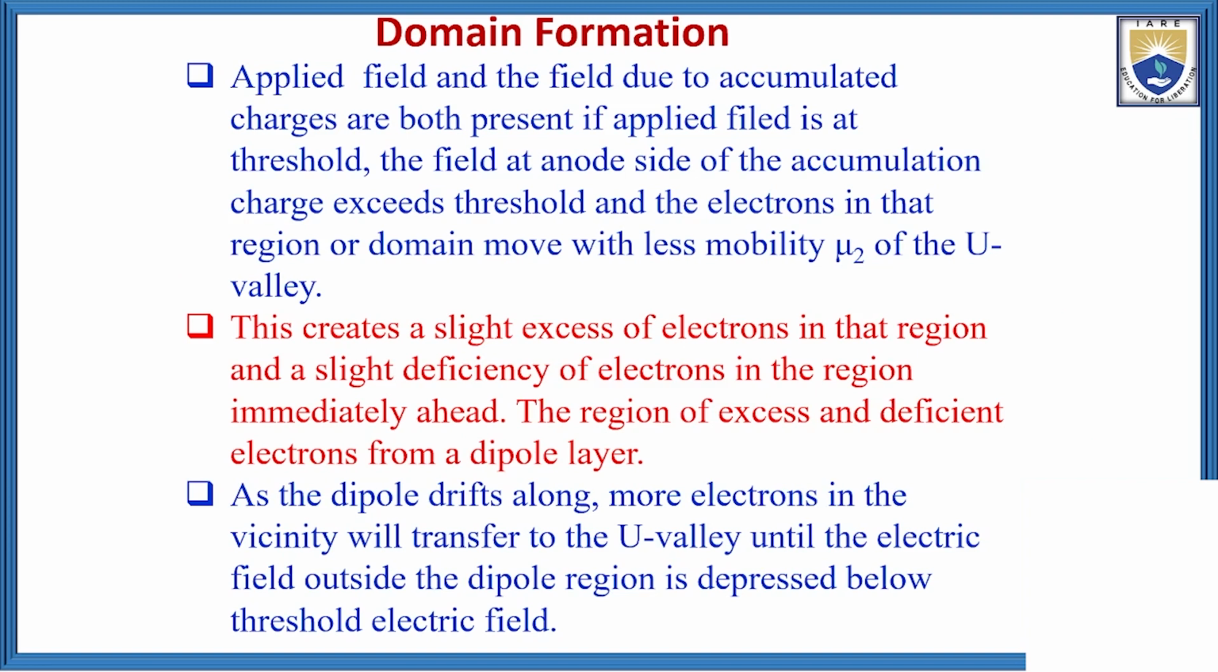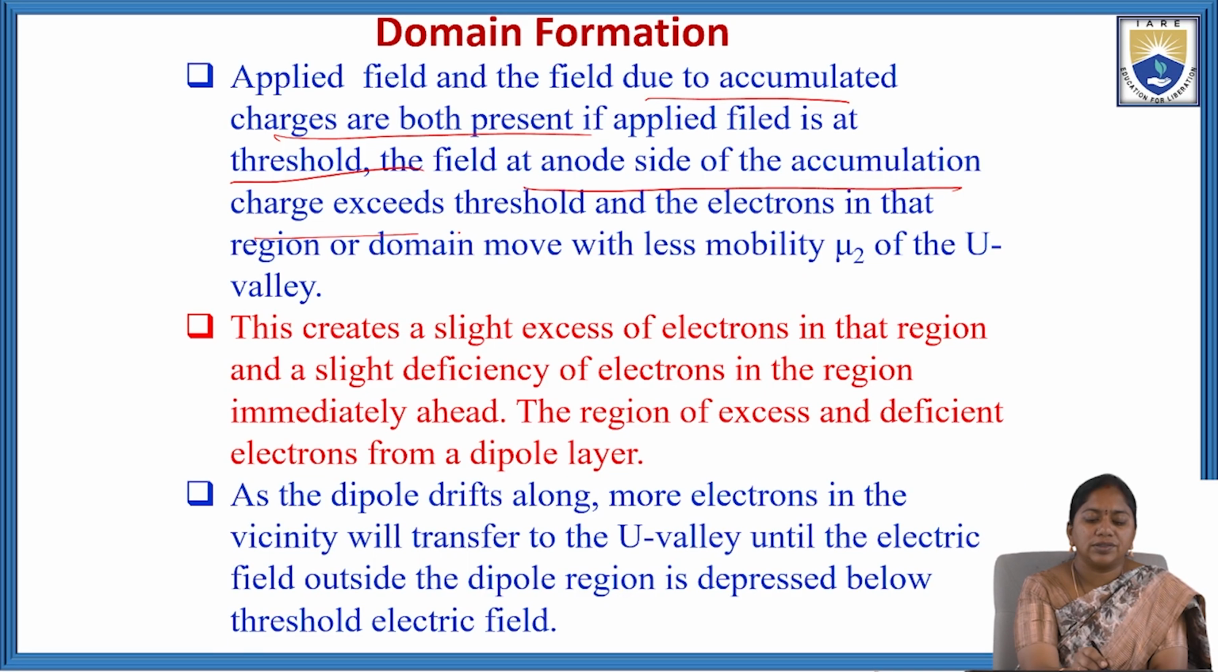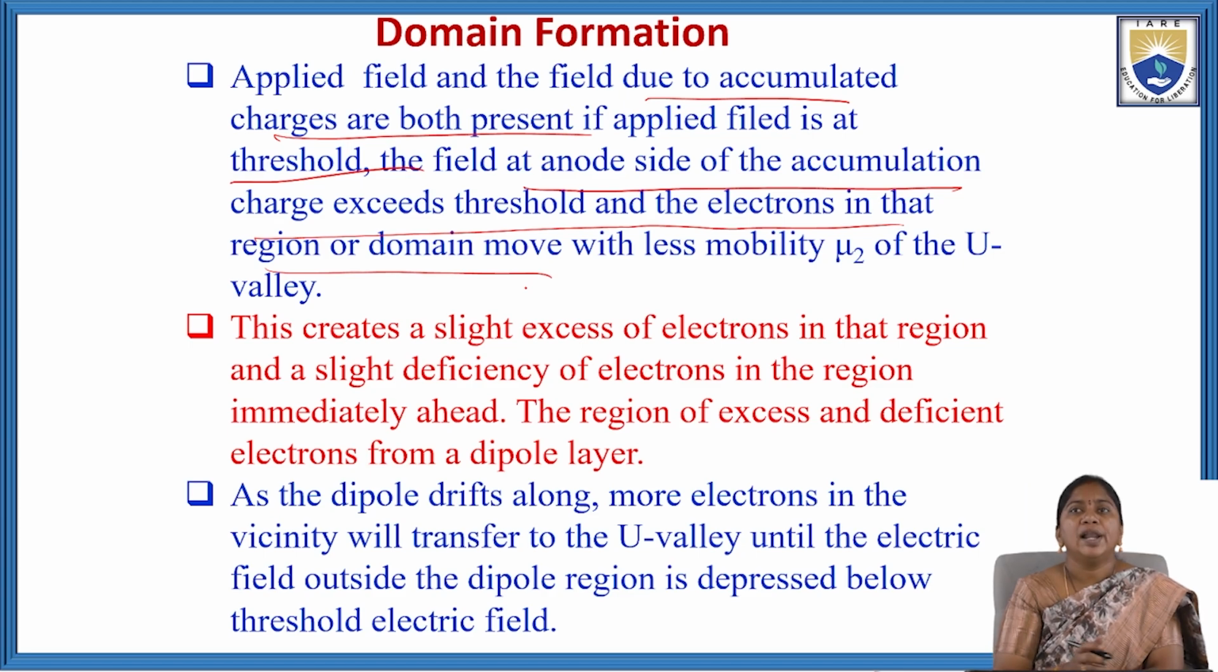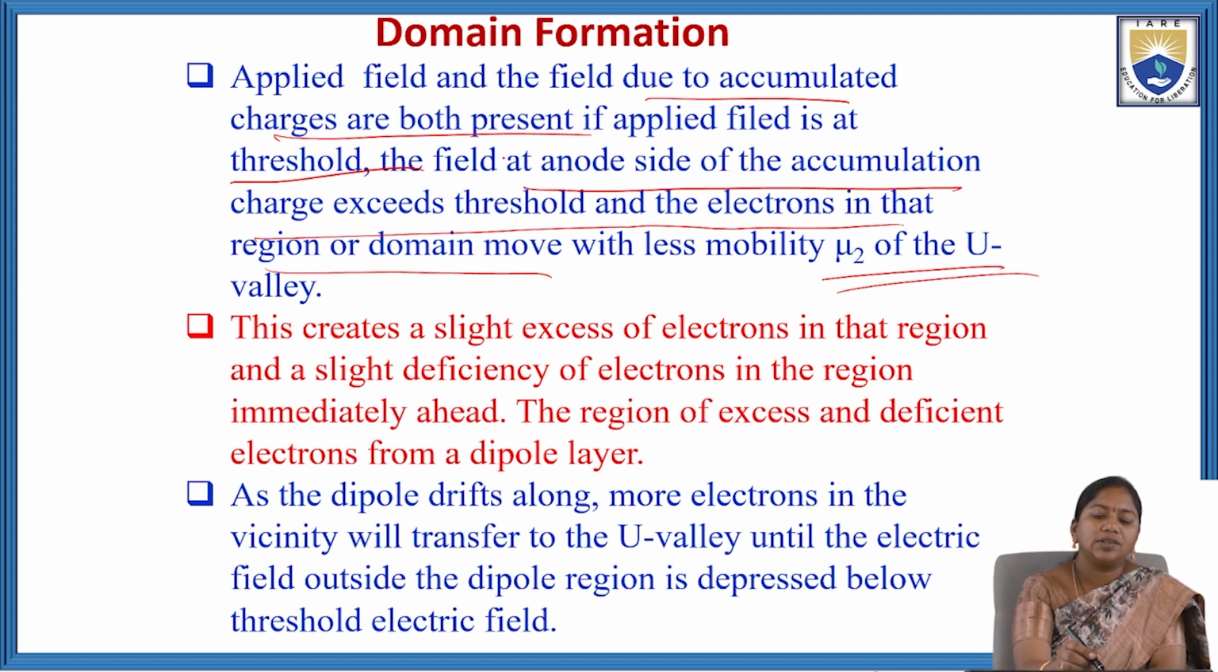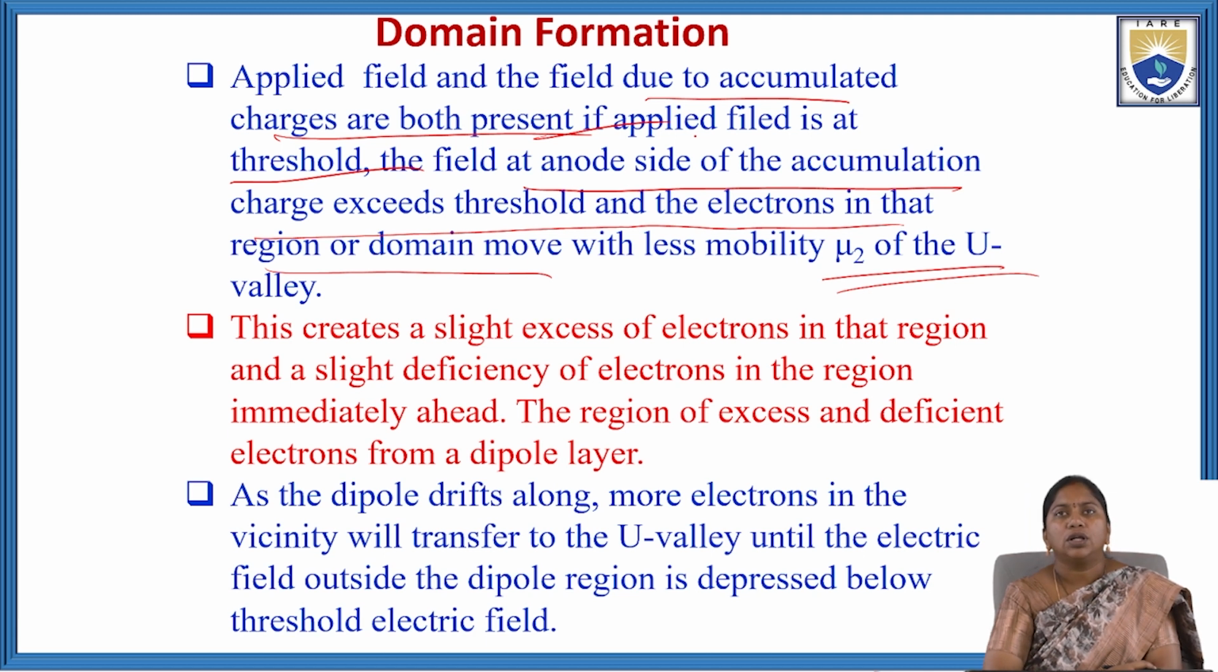The applied field and the field due to the accumulated charges are both present. If the applied field is at a threshold, the field at the anode side of the accumulation charge exceeds the threshold, and the electrons in that region or domain move with less mobility, mu2 of the U valley. Already we know that the mobility in the U valley is less compared to the mobility in the L valley. So the accumulated charges, positive and negative, are present.